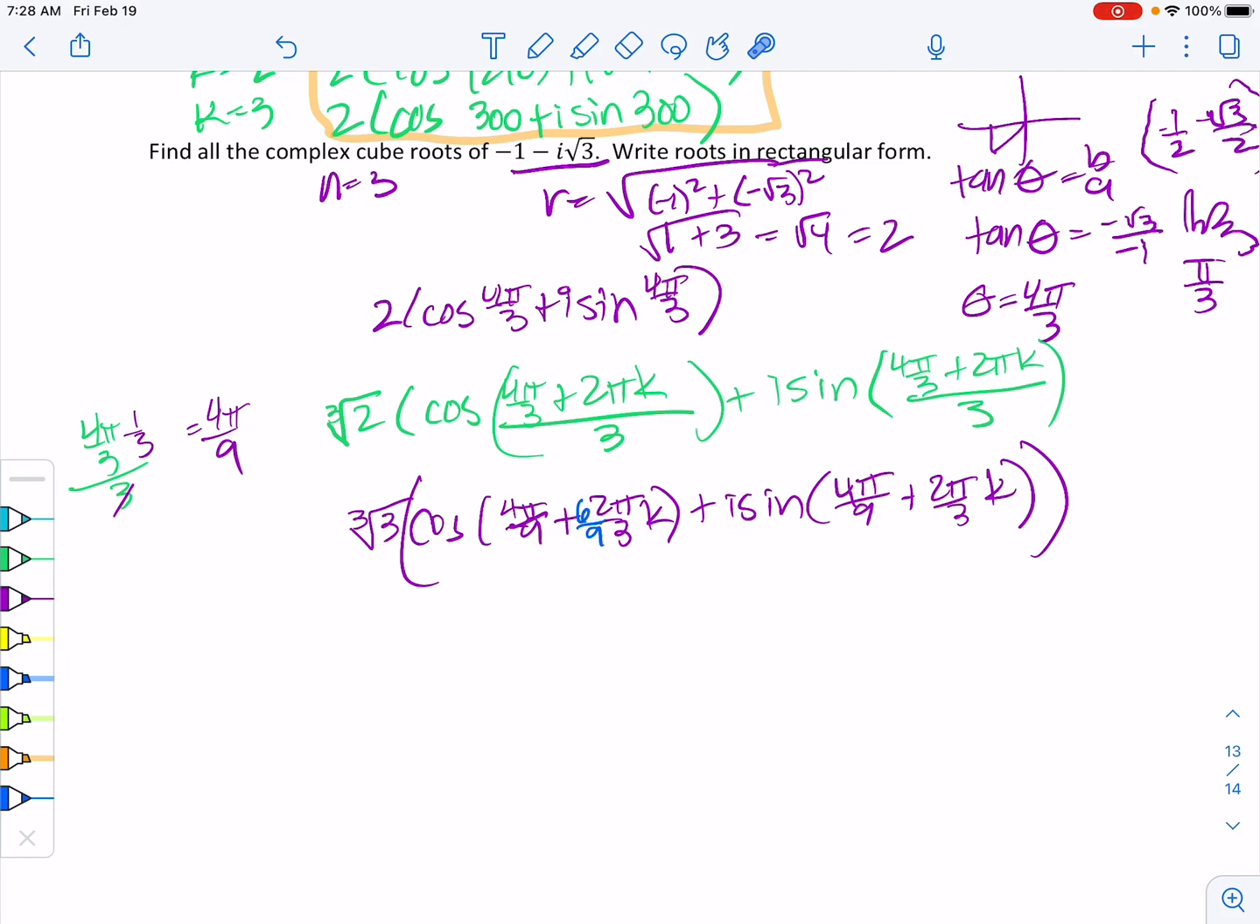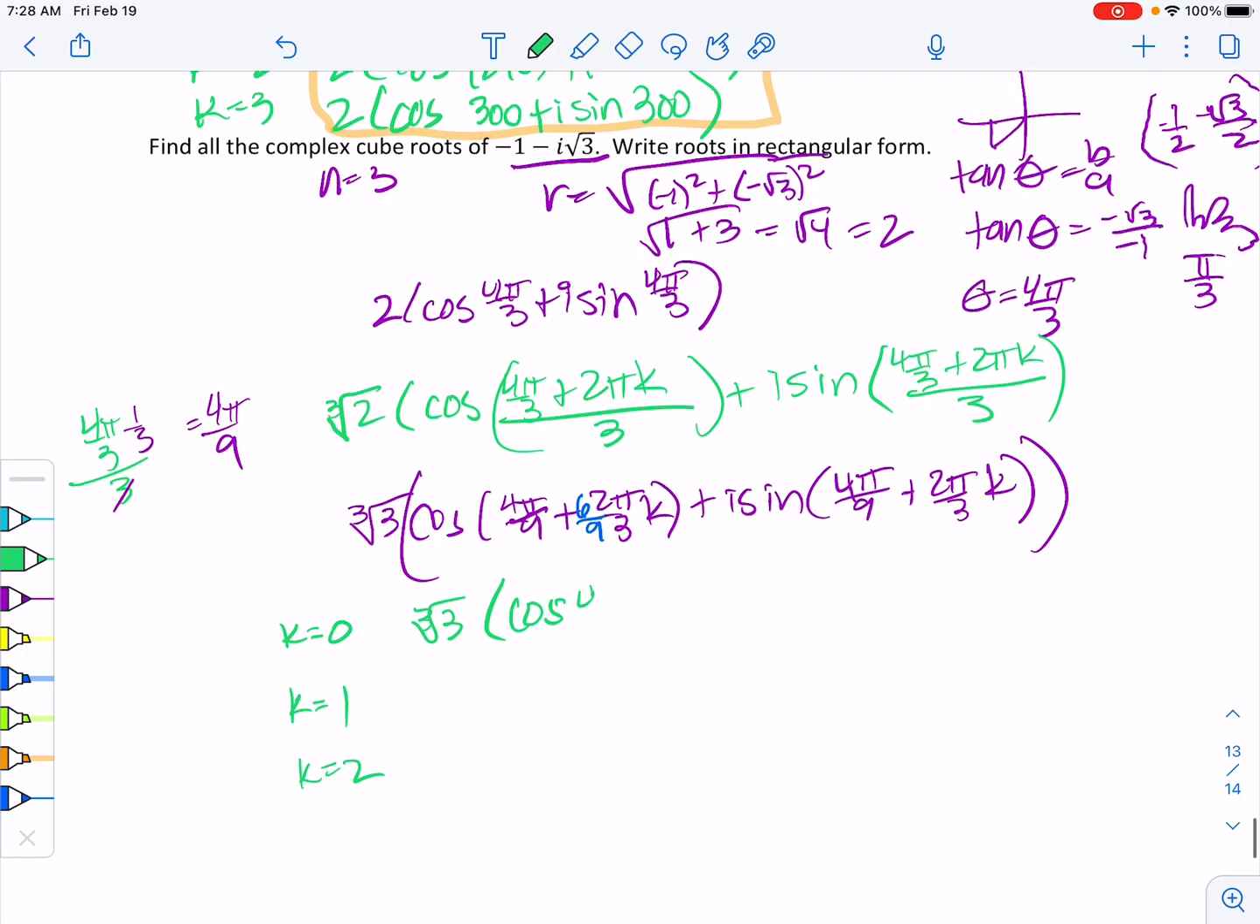Okay. So if we plug in k is 0, and then remember it goes all the way up to 1 before our end value. So we need 0, 1, and 2. So then we're going to have the cube root of 3, which I can't do anything to simplify, times the cosine of 4 pi ninths plus 0, which is 4 pi ninths, plus i sine of 4 pi ninths. And then the cube root of 3 times the cosine of, and then we're going to do 4 pi ninths plus 6 pi ninths. So 4 plus 6 gives us 10 pi ninths, plus i sine of the same thing.